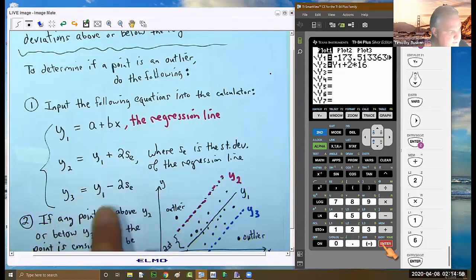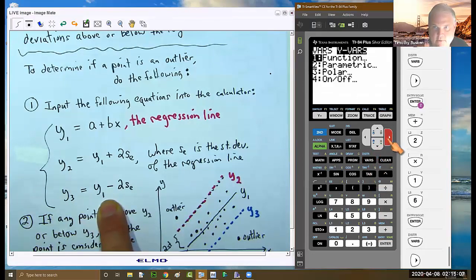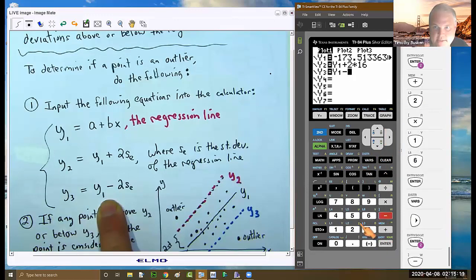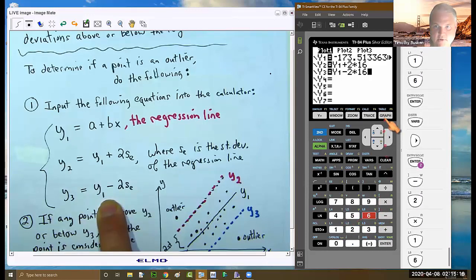And now this third line needs to be this bottom line, the blue line here, and that's going to be Y1 again. So to get that, I'm pressing VARS, arrowing over to Y-VARS and hitting enter twice. And then it's minus 2 times the standard deviation, which is 16. Okay, and then I'm going to graph all of these lines.